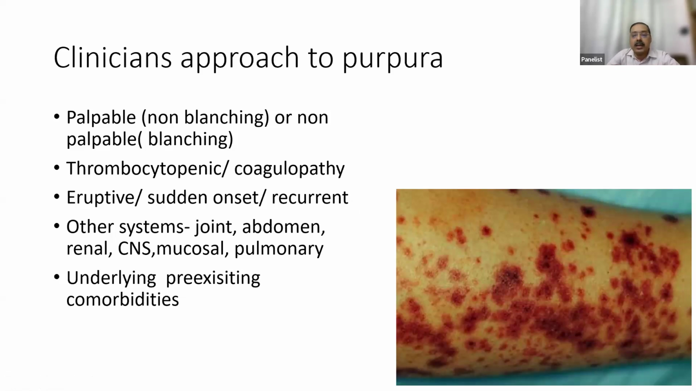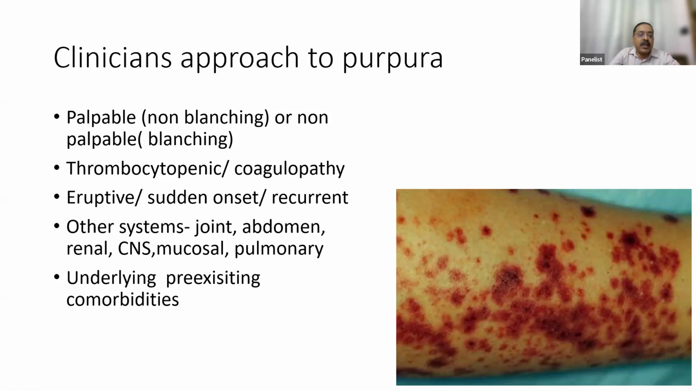So when you have a slide request form, always ask the clinician to include history of other system involvement like joint pain, abdominal pain, renal involvement in the form of hematuria, or CNS disturbances, mucosal involvement, which may be part of a thrombocytopenia, or pulmonary involvement, a sudden hemorrhagic episode. All of these are important inputs, which you would get only if you call up the clinician. And of course, underlying pre-existing comorbidities.